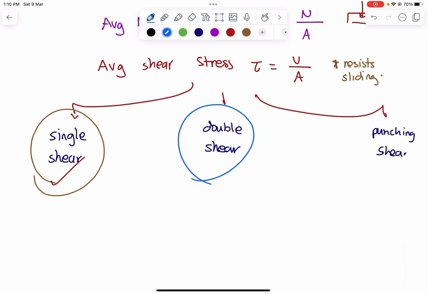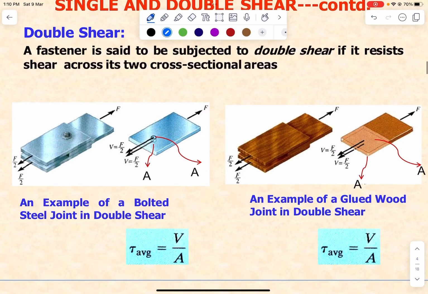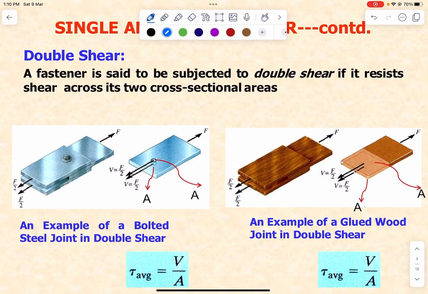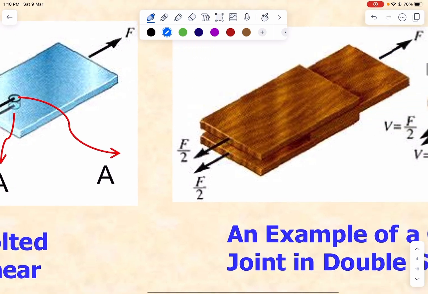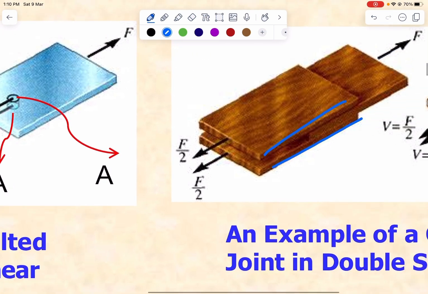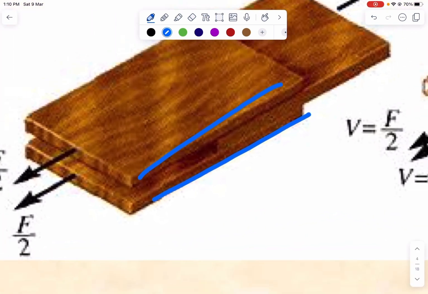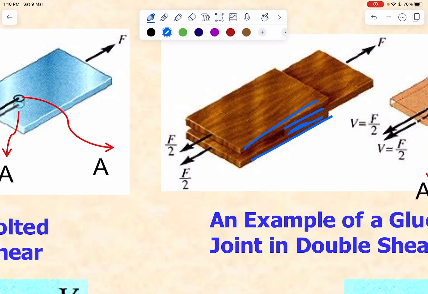Now let's look at the double shear. In the double shear, it resists shear across two cross-sectional areas. As you can see here, we have three plates: 1, 2, 3. So whenever you have three plates, here we have double shear. Here the same thing. We have three plates. So which areas are resisting sliding? It's this area and this area. They are both resisting sliding.